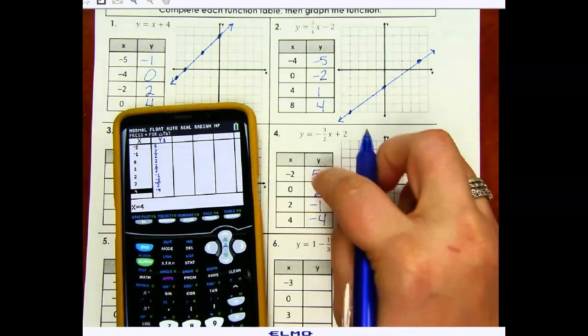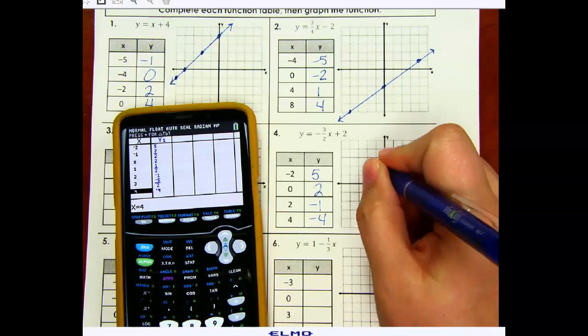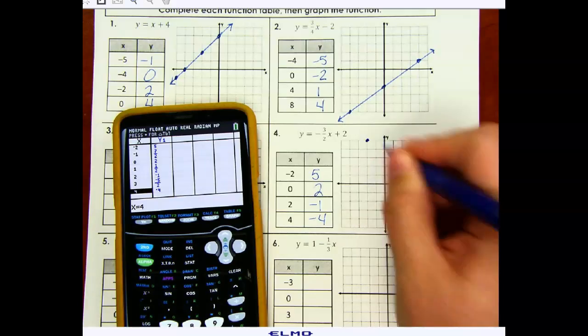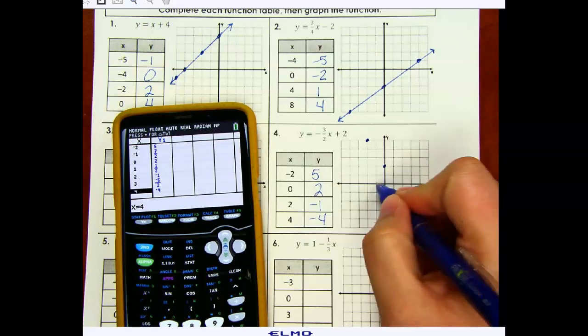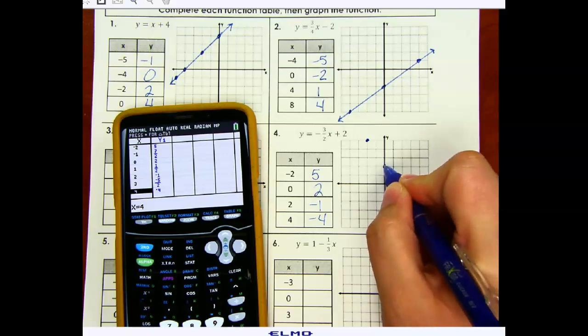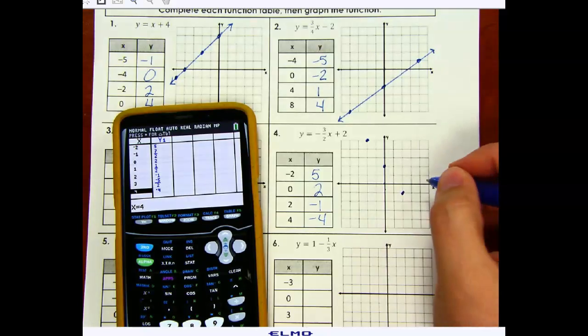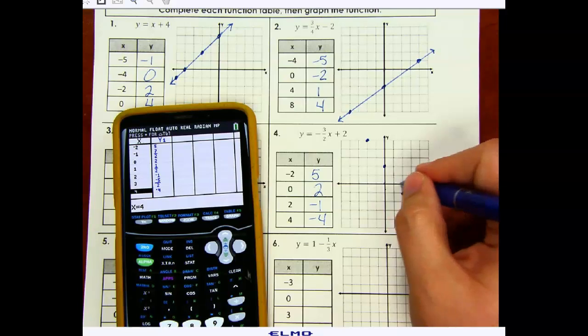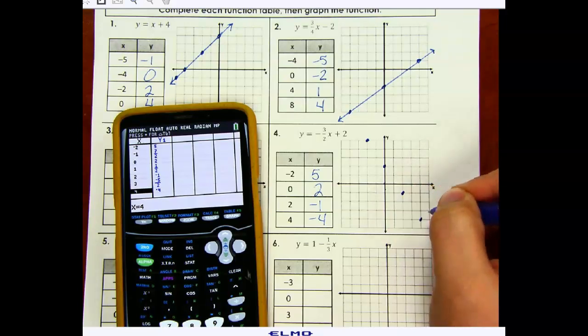So I'm going to use this table now that I've filled in. So negative 2, 5 is up here. 0, 2. So 0 in the x means only go up or down. So you stay here. Don't go left or right. And then go up or down. So up to 2. 2, negative 1. Right 2, down 1. And then 4, negative 4. Right 4, down 4.